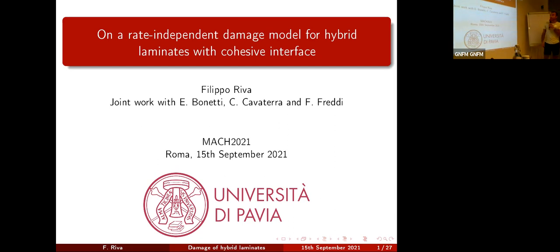This work is about, as you can see in the title, a rate-independent damage model for hybrid laminates with a cohesive interface. It's not so close to cultural heritage, but it is a mechanical damage model, which could be interesting for this kind of research and talk.